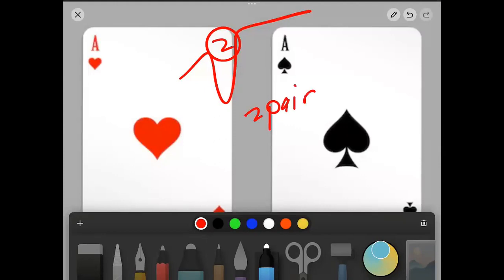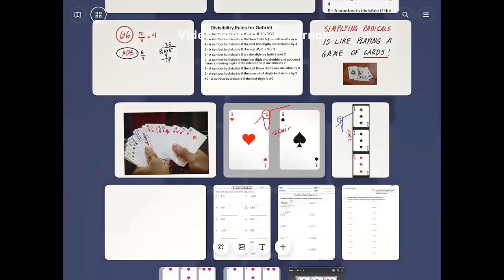So once you factor numbers, you're going to go through and look for, if you're doing the square root, two pairs of the same number. If you're doing the cube root, you're looking for three pairs. If you're doing the fourth root, you're looking for four pairs. So now I'm going to do a couple examples.